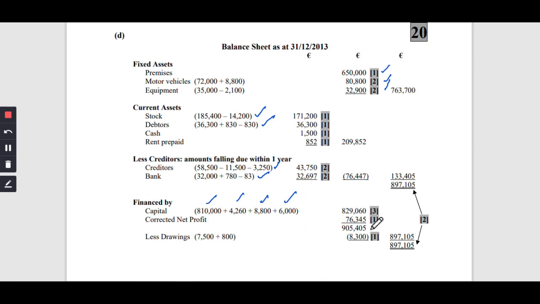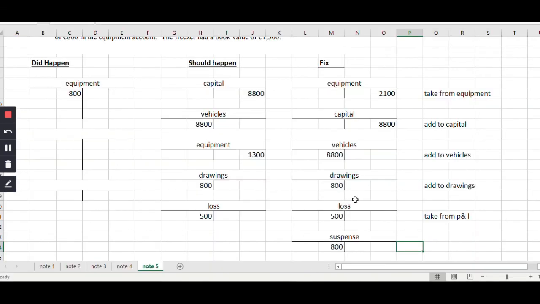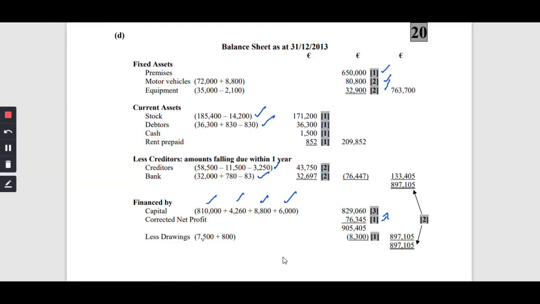The corrected net profit comes from above. We just worked it out. And the drawings figure is from your balance sheet, plus there was, I think it was note number 5, add 800 euro. And here your balances. Again, if your notes are done properly, it becomes very easy to do the balance sheet.